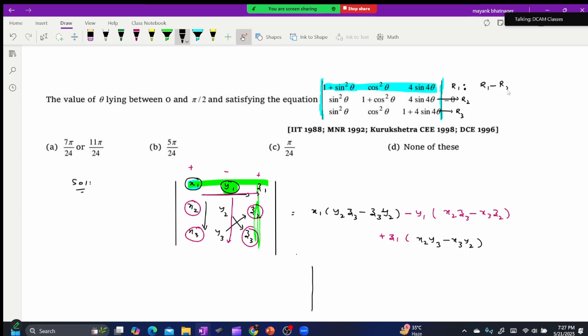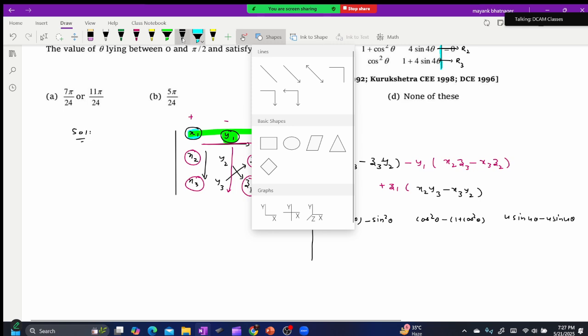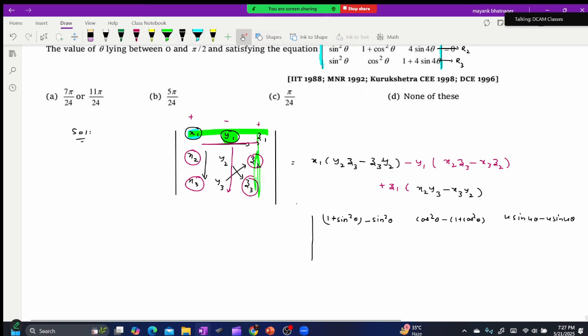R1 will be formed by R1 minus R2. So what I am doing is 1 plus sine square theta minus sine square theta, cos square theta minus of 1 plus cos square theta, 4 sine 4 theta minus 4 sine 4 theta will be 0. This is the property of a determinant: row R1 is now formed by subtracting R2 from R1. If we do this, the value of the determinant is not going to change.